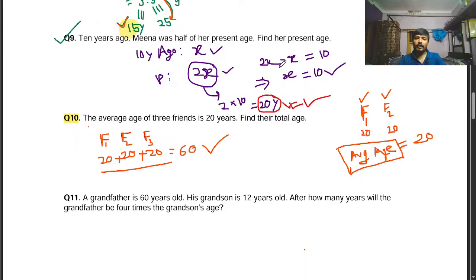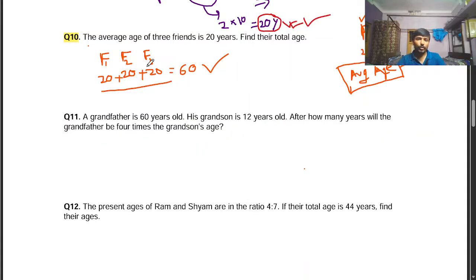So the difference, 2x minus x equals 10 years. Present age minus 10 years ago's age equals 10 years. So x equals 10. Here it is said to find her present age, so present age is 2x. We simply put the value of x: 2 times 10, that is 20 years.